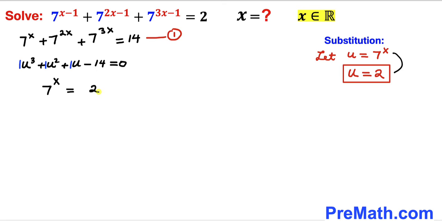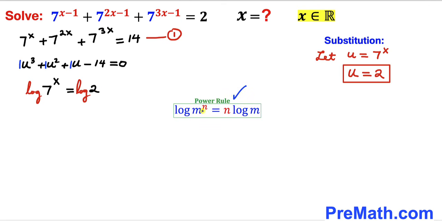So therefore, if we compare these two equations, we can easily write 7 power x is going to be equal to 2. And now I'm going to take a log on both sides. This is our common log. And now let's recall the power rule. If we have a log of m power n, then we can drag this n all the way to the front, as you can see on the right hand side.